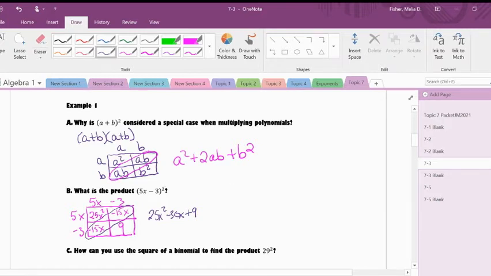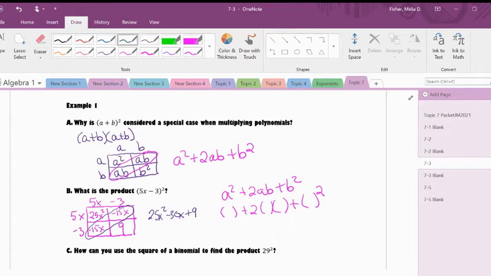Or we can use the shortcut that we discovered in part A: a squared plus 2ab plus b squared. When we do this, we can just plug in our a and b values. So we're going to leave this and then plus 2 and plug in an a and a b, and then plug in a b here. We need to be able to identify what is a and what is b. So this is where our a comes from, and this is our b.